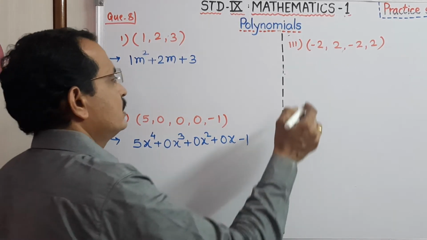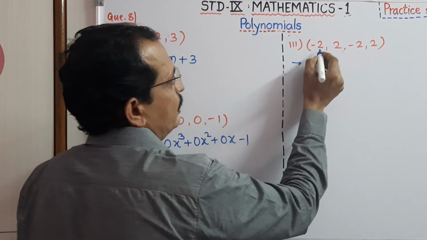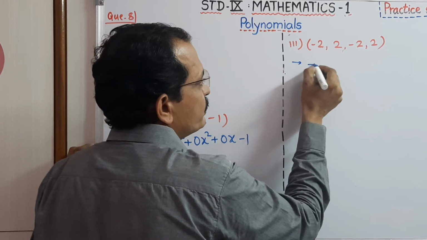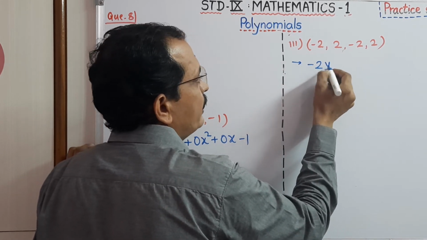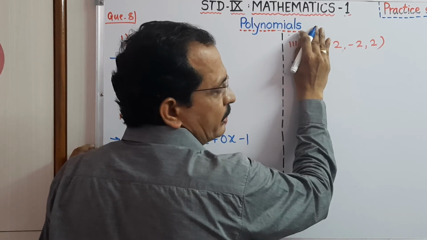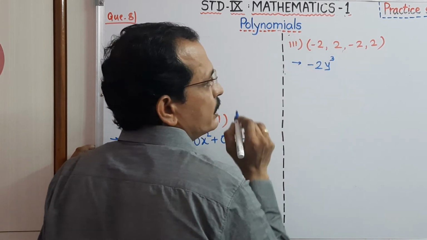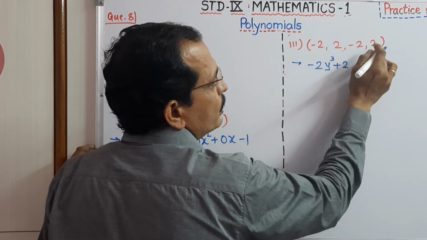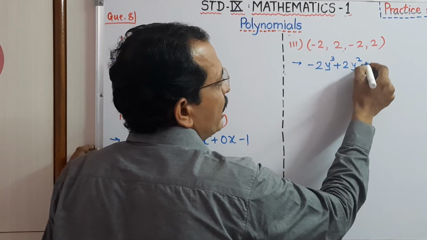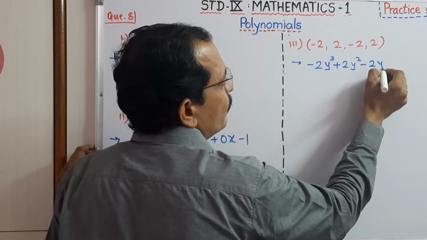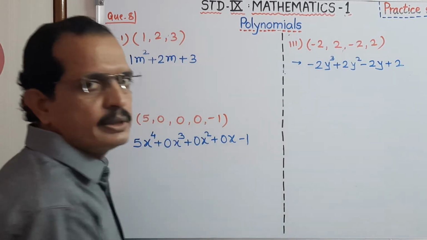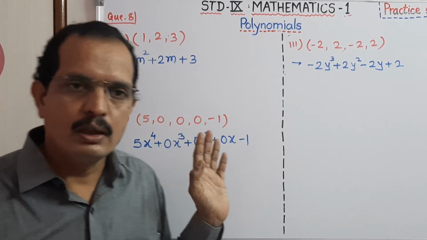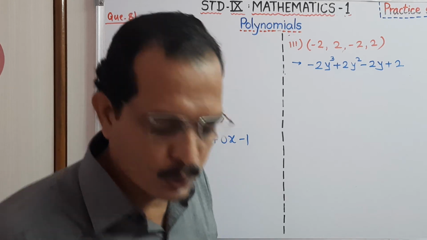Now, see the third question. Here, how many terms are there? 4 terms are there. Coefficient of first term is minus 2y. How many terms are remaining? 3. So y raised to 3 plus 2. 2 terms are there. y raised to 2 minus 2y plus 2. This is the coefficient. Yes student, I completed the questions up to 8.